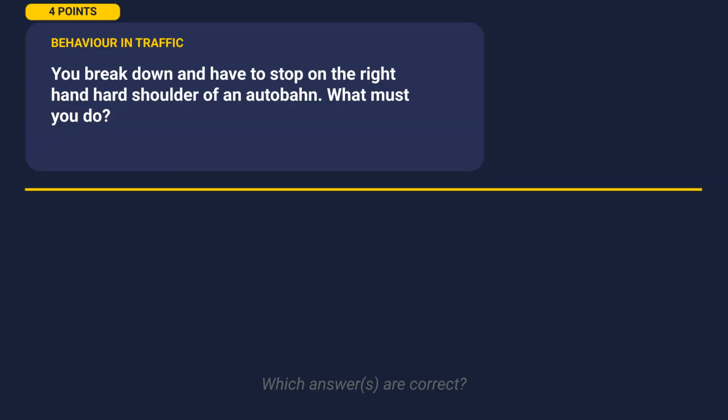Alright, here's our first question. You break down and have to stop on the right-hand hard shoulder of an Autobahn. What must you do? Take a moment to look at the options.